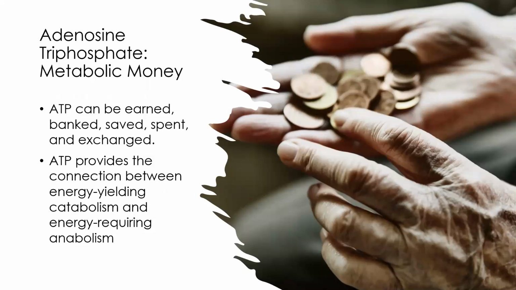ATP, or adenosine triphosphate, though, is seen as metabolic money. You may hear it as the energy currency of the cell. It can be earned, it can be banked for later, it can be saved, you can spend it, you can swap or exchange it, but this is the thing that keeps all the metabolism moving forward. ATP provides the connection between energy-yielding catabolism, where we're breaking things down and trying to harvest the energy, and anabolism that requires energy to be put in.